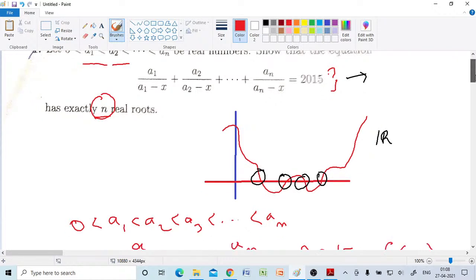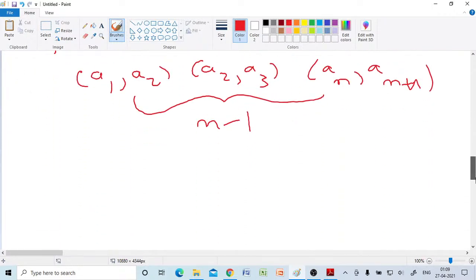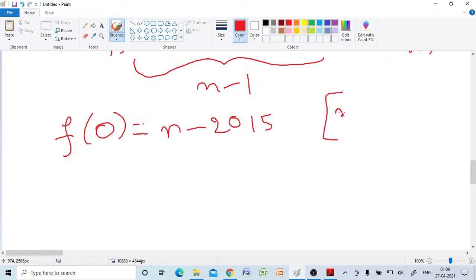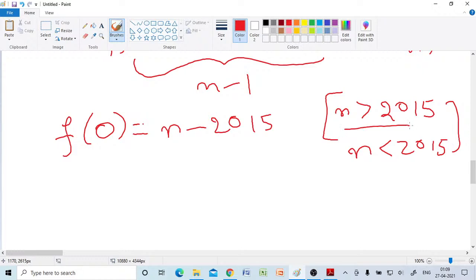Okay, so let's see one thing. If we plug in f of 0, we'll have n minus 2015. Now there can be two situations. One situation is that n is greater than 2015, and the second case is n is less than 2015. Okay, cool. Taking the first case, if n is greater than 2015, then we can clearly say that this thing is positive, that is, greater than 0.